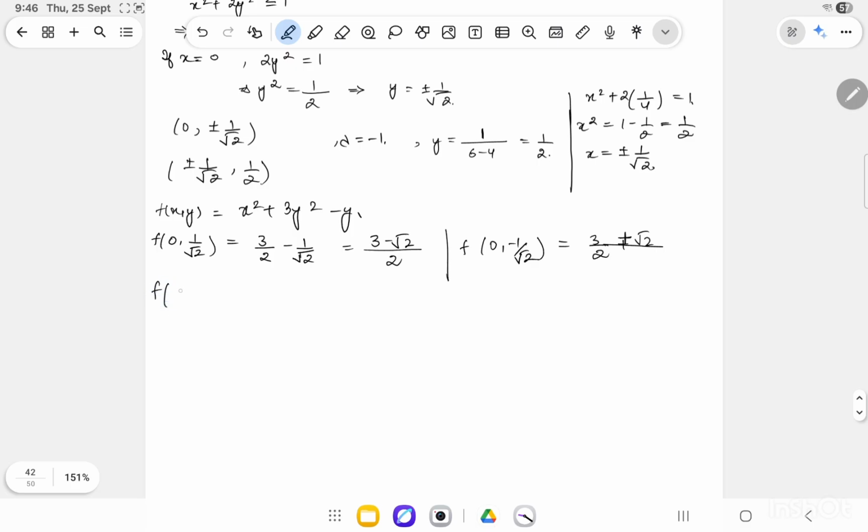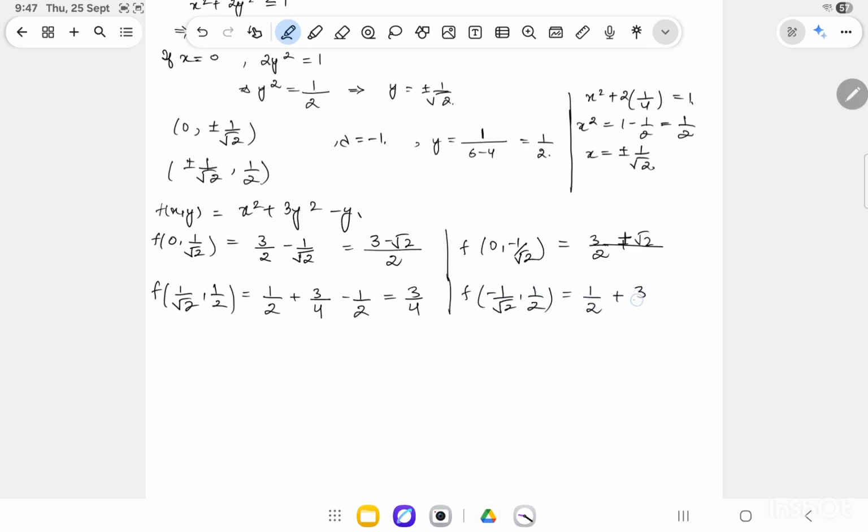Likewise at (1 by root 2, 1 by 2), it will be 1 by 2 plus 3 by 4 minus 1 by 2. This basically gives us 3 by 4. And f at (minus 1 by root 2, 1 by 2), it will be 1 by 2 plus 3 by 4 minus 1 by 2. That basically gives us 3 by 4 only.